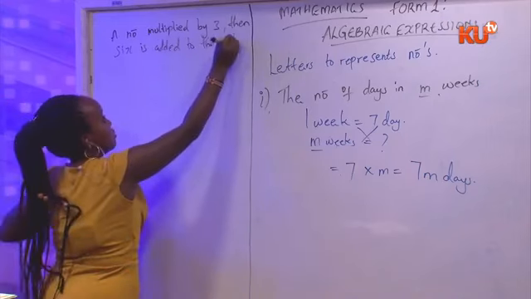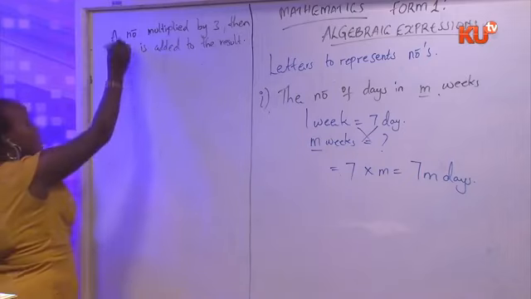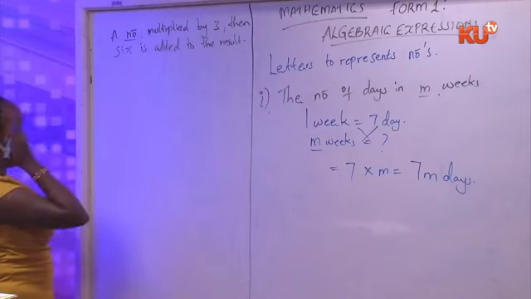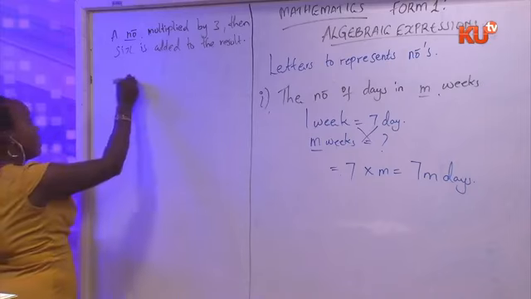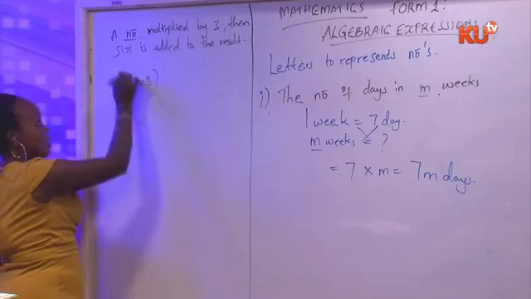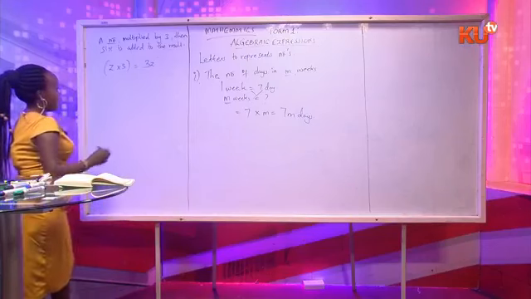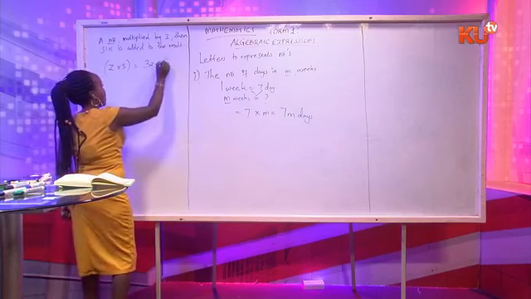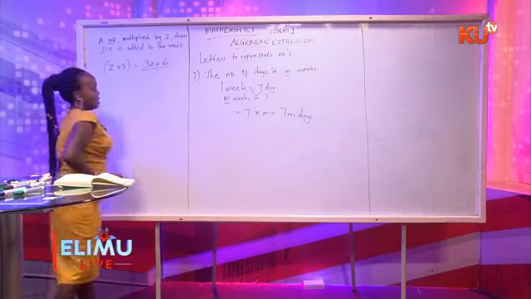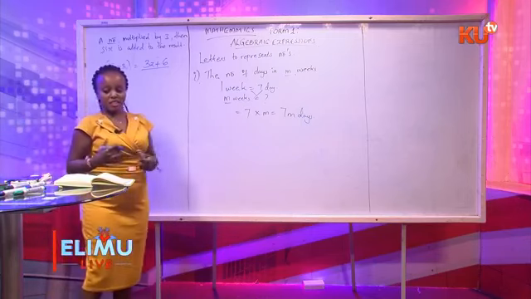So we are going to give this number that we don't know a letter. You can say let that letter be Z. So a number Z is multiplied by 3. We multiply Z by 3, whereby we get 3Z. And then 6 is added to the result. If we add 6, we cannot say that this will give us a 9. That is already the answer. So we have our answer as 3Z plus 6.